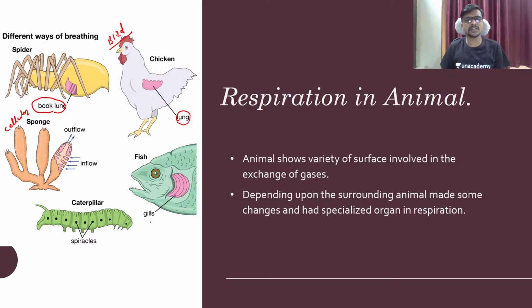Okay, so fishes, gills are there. Spiracles in a caterpillar. Nematopore, very good, Mansi. Yeah, Patil, you know that. So what I am talking about is the sponges.